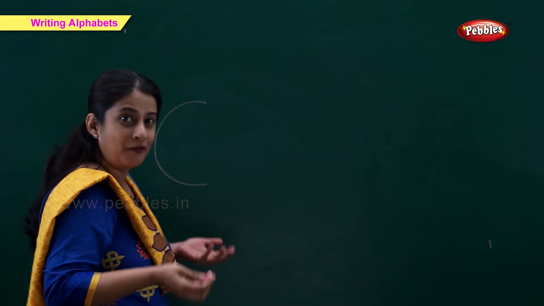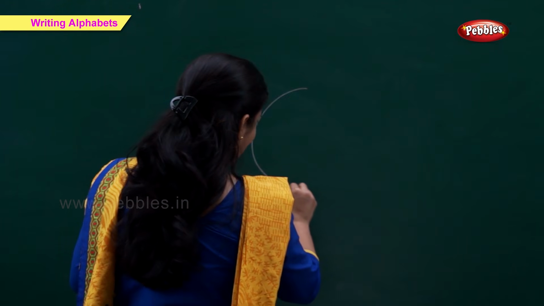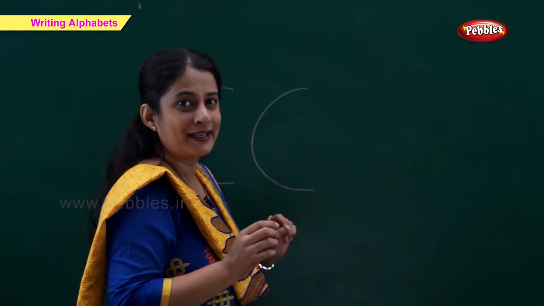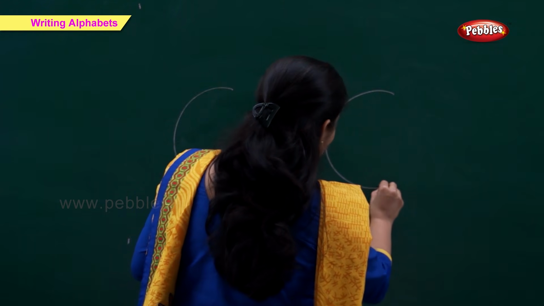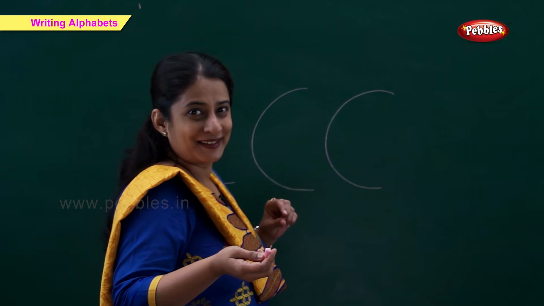A simple curve makes small c. Simple curve makes small c. Again, simple curve makes small c. Now let's write D.